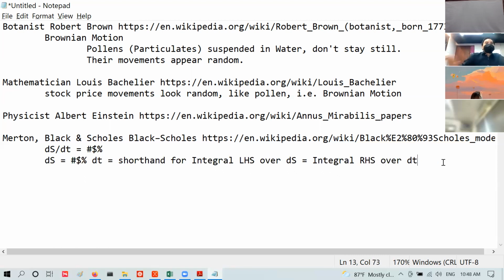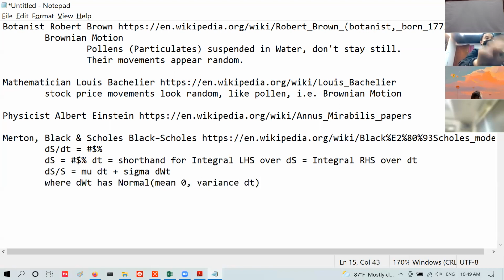So when you see this, this is what it means. Now what happened is the Black-Scholes model says this: ds, change in stock price, over s is equal to some mean mu dt plus sigma dWt, where dWt is as normal, mean zero variance dt.